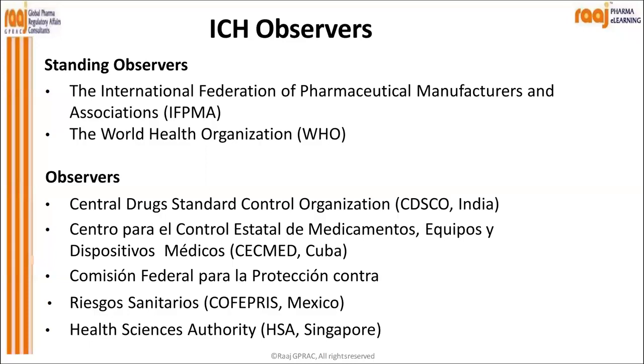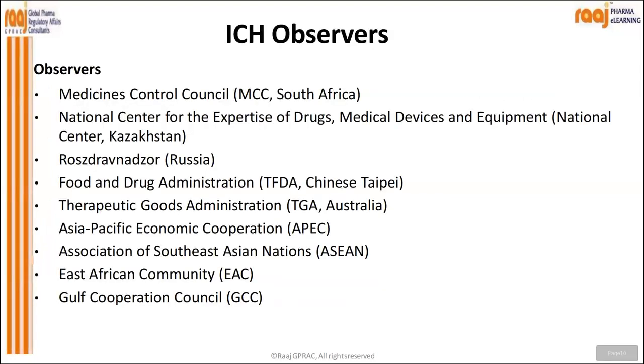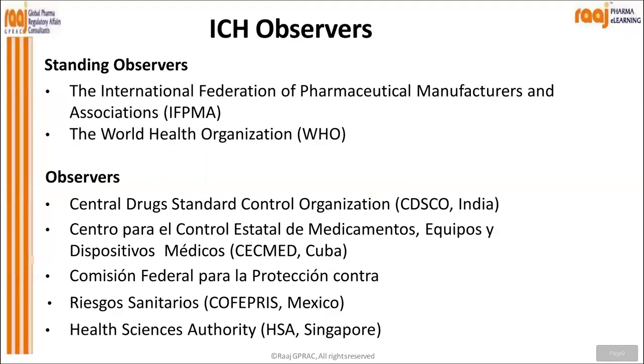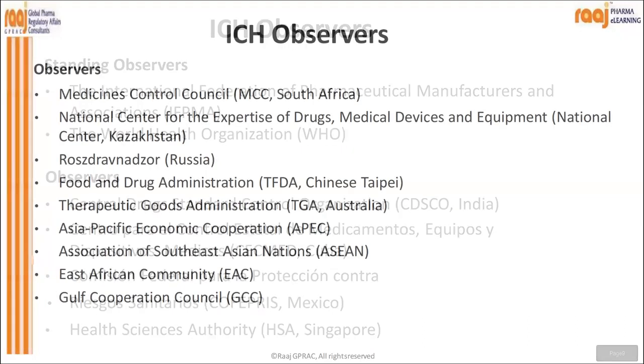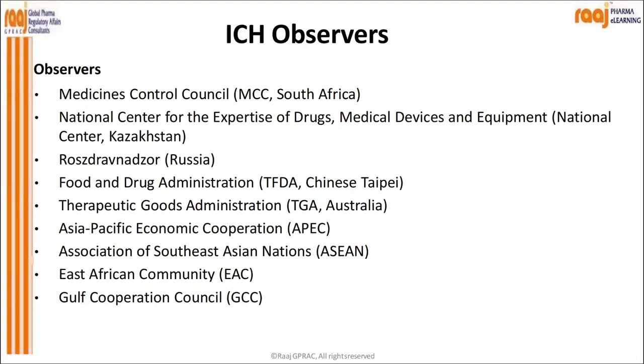and not only observers, we all follow the ICH guidelines. Observer means we observe all the guidelines and follow them in our industry, in your day-to-day life. Okay, so apart from those 4 or 5, there are some more observers like Russia, South Africa, TGA, APEC, ASEAN, GCC, and all.